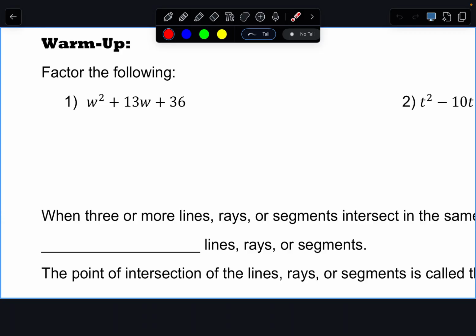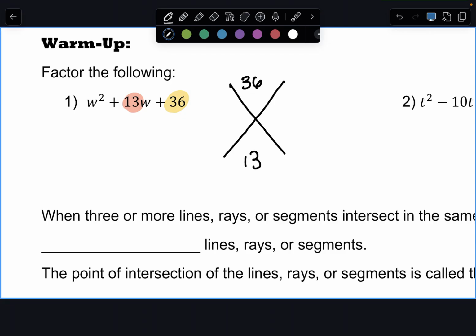So this one says factor w squared plus 13w plus 36. Anyone remember the method that we use to factor something like this? Does anyone remember the x method? We would need 2 numbers that multiply to that last number, our constant term is what that's called, and then add to our middle number, add to 13. So multiply to 36, add to 13.